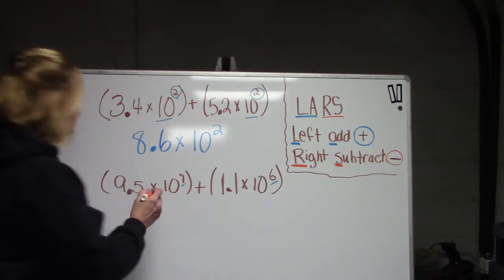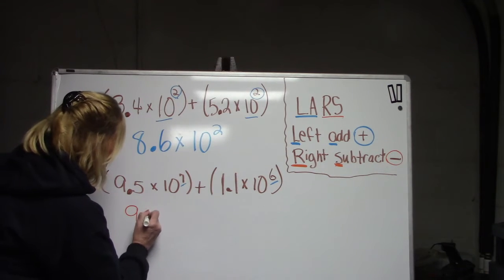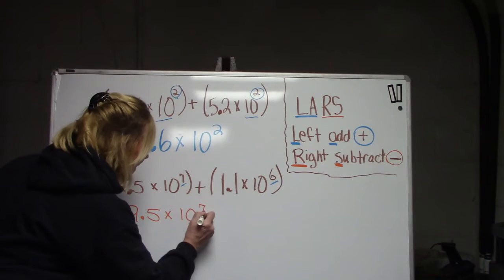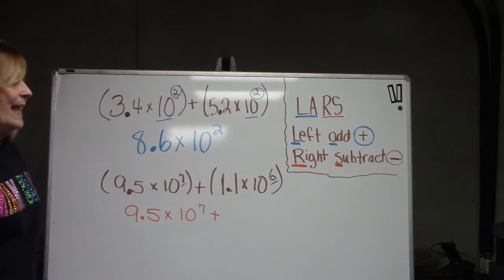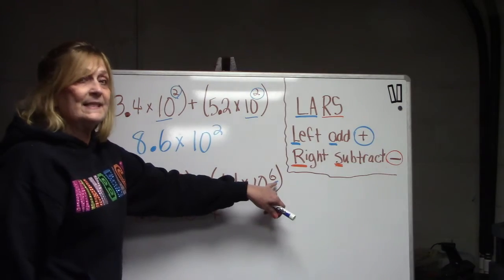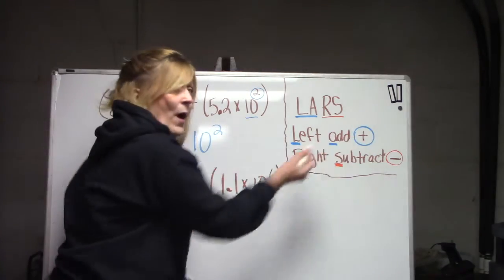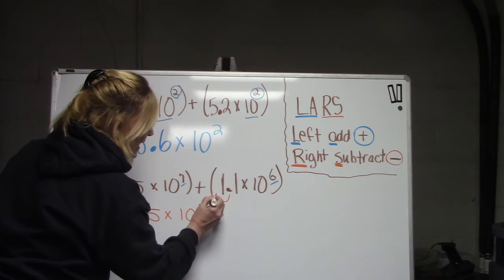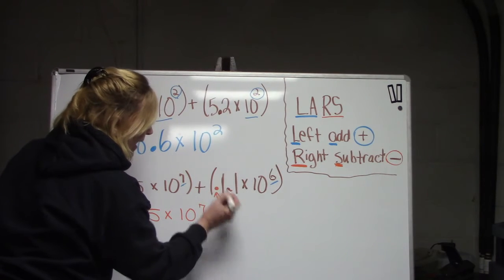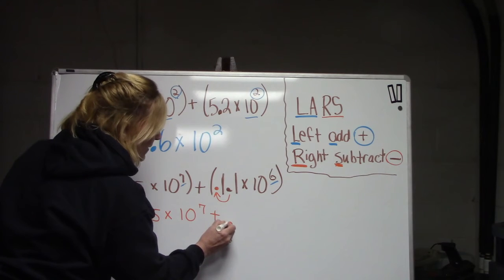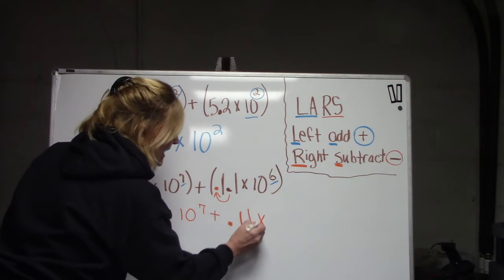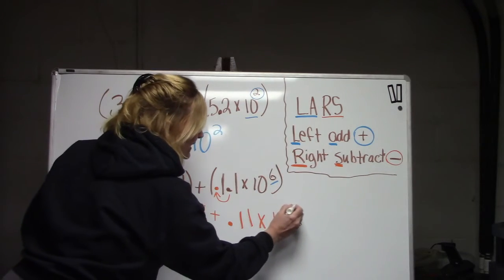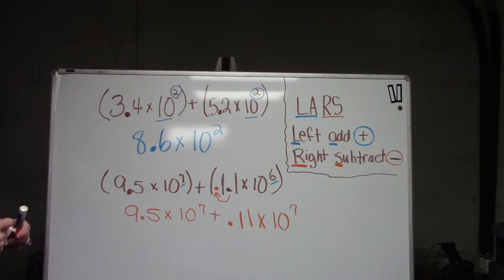So let's take a look and see what we would do here. So I'll leave my first term the same. 9.5 times 10 to the 7th power plus, now I need this to be to the 7th power. So since I need it to go up 1, I'm going to move my decimal point to the left 1. So I will add 0.11 times 10. I moved it to the left 1, so I add 1 to the exponent, the 7th power.